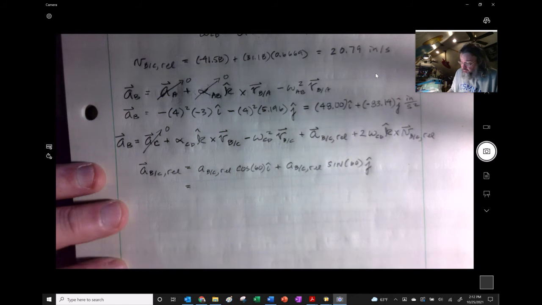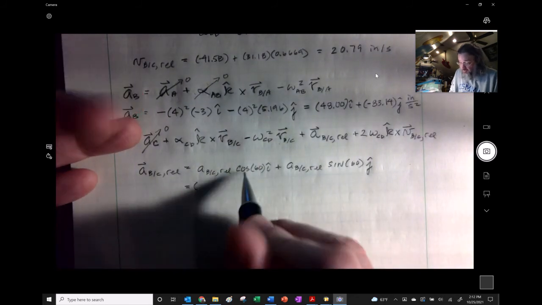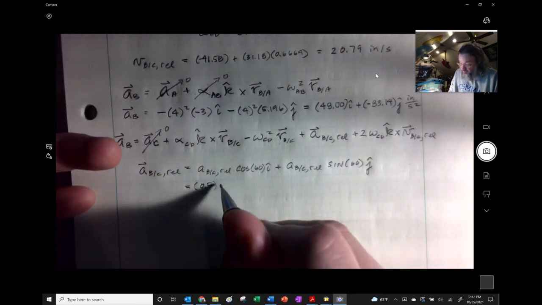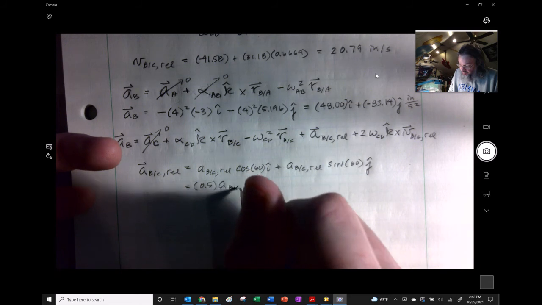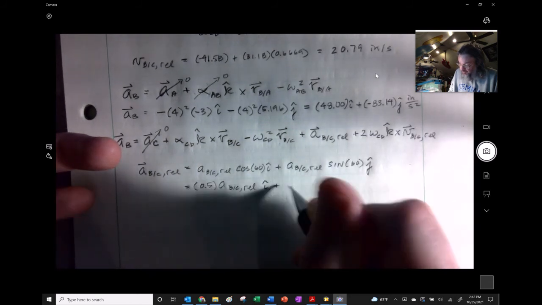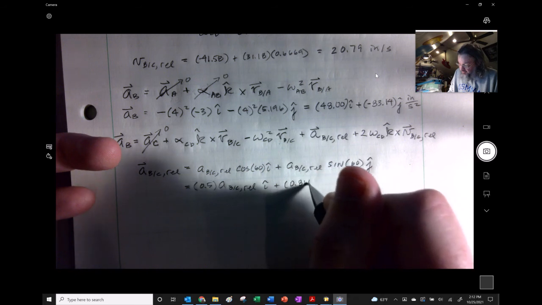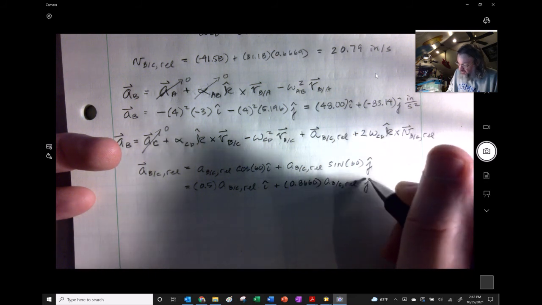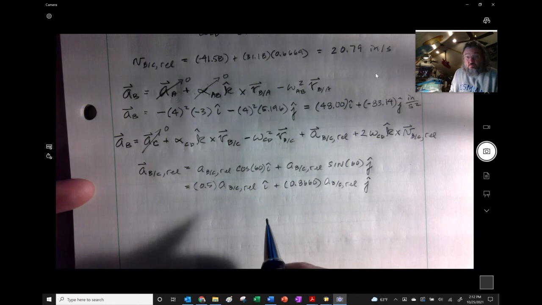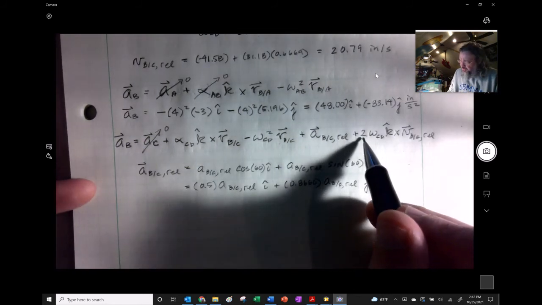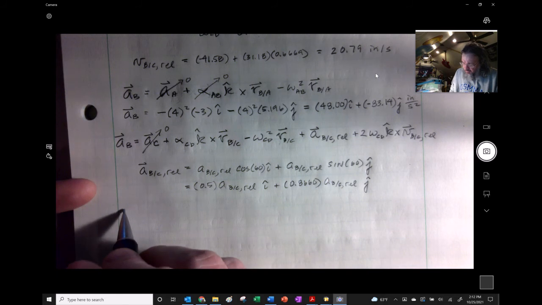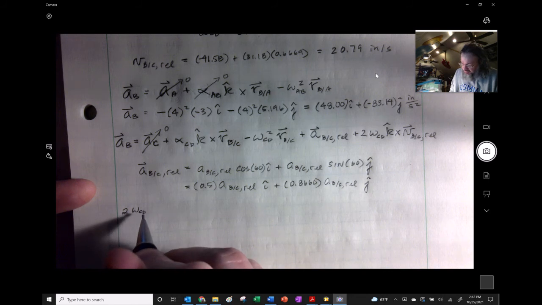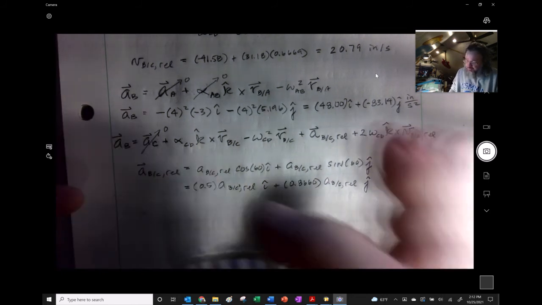I'll come down to the next line because I need to leave myself enough room. The cosine of 60 should be 0.5, so 0.5 times A, B with respect to C rel I plus, and this should be 0.8660, A, B with respect to C rel J. Now I'm going to do this one, C with respect to D, and I can do it as I go along.